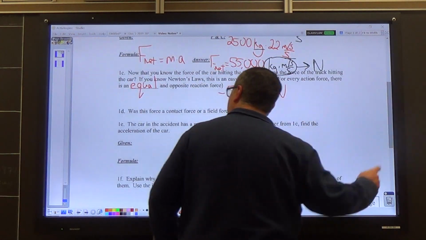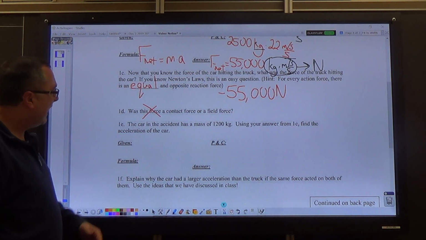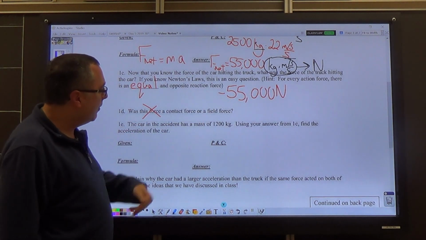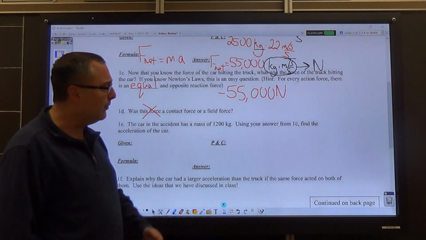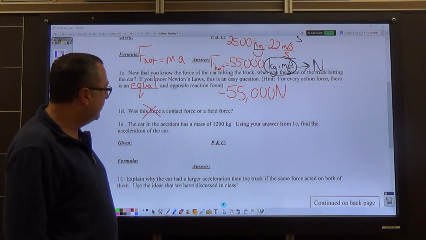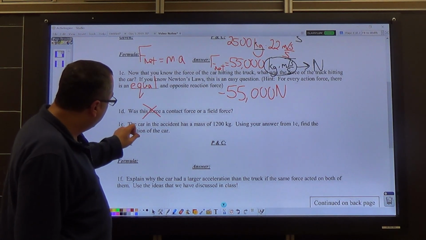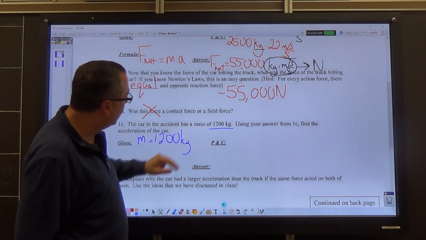We said you may skip 1D, and then we go on to 1E. So how hard? The car in the accident had a mass of 1,200 kilograms. If it was hit with the same amount of force through Newton's third law, then what would the car's acceleration be? So that we know two things here. We know that the mass of the car is 1,200 kilograms right here.